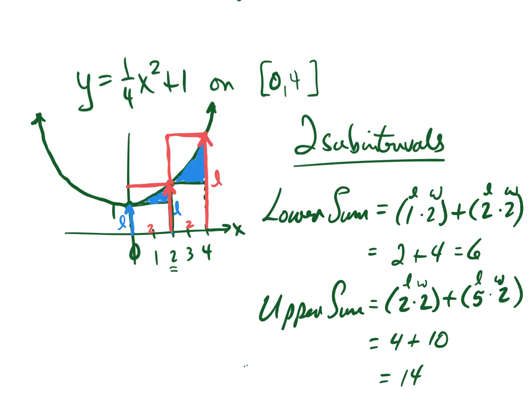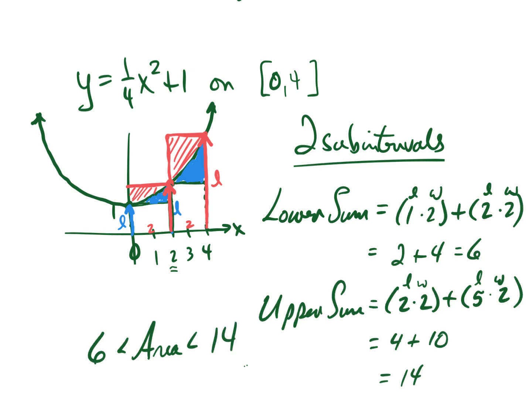Well, it's way too big because we're overdoing it by this much, and we're overdoing it by this much. We've overdone the areas. So the blue wedges force us to have an underestimate for the lower sum. The red wedges force us to have an overestimate for the upper sum. So the actual area has to lie in between 6 and 14.